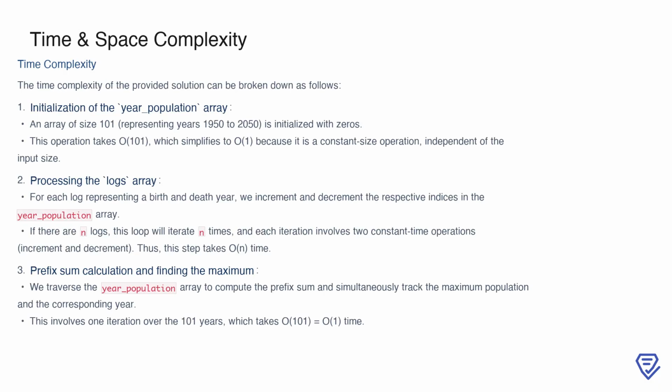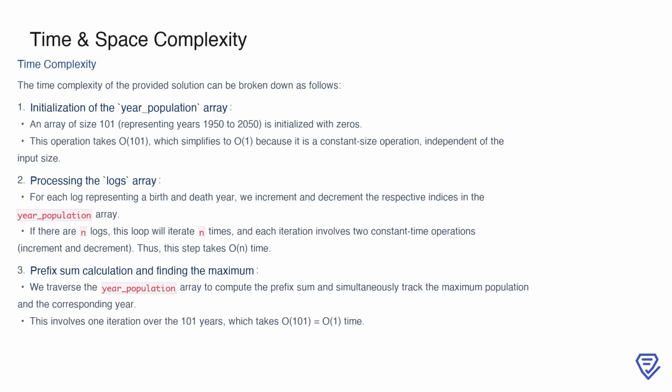To analyze the time complexity of this solution, let's break it into 3 distinct steps. First, we initialize the year_population array, which represents the years from 1950 to 2050. This array has a fixed size of 101, and initializing it with zeros involves a constant amount of work, 101. Since this operation doesn't depend on the size of the input, it simplifies to 1.